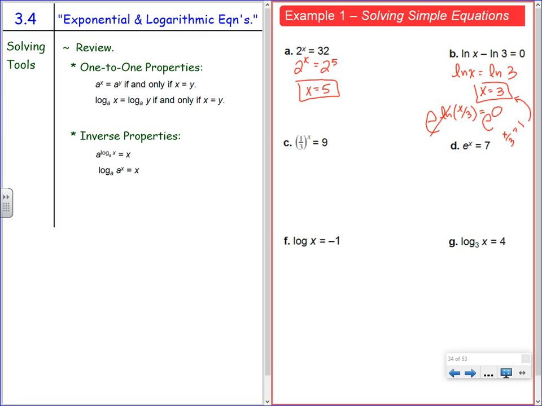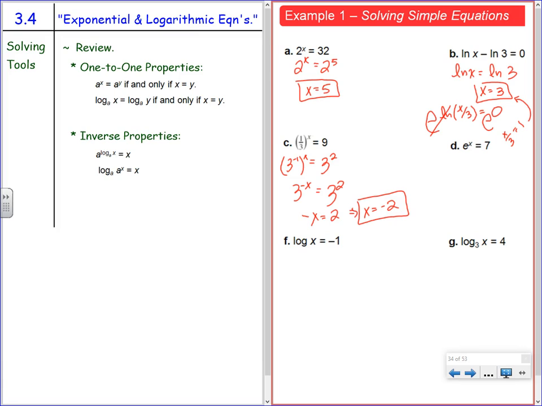What base do you think is in common between 1/3 and 9? 3. They both have stuff to do with 3's, right? So 9 can be 3 squared. What can 1/3 be? 3 to the -1. Nice. So I can make it 3 to the negative x power. To a power you multiply, equals 3 to the 2, and negative x equals 2. So x equals -2. 1 to 1 property, but it was a little harder because we had to do a negative exponent to make things easier.